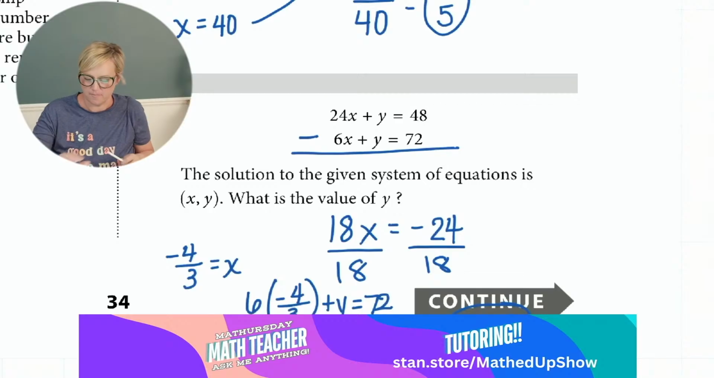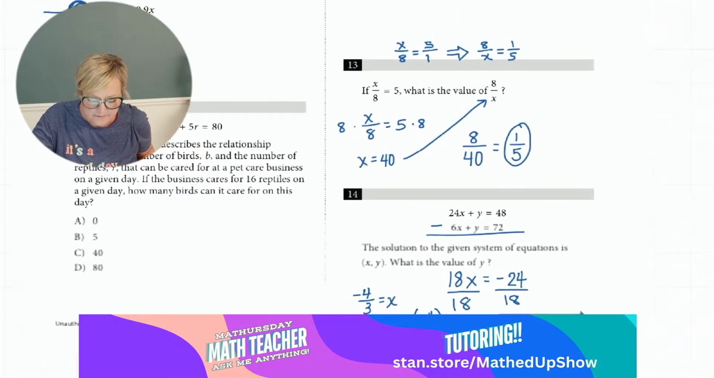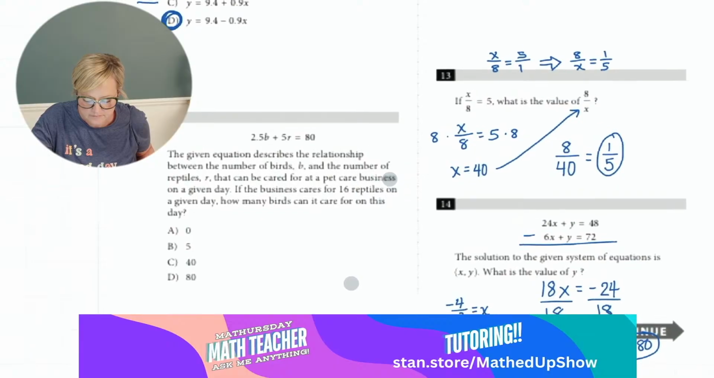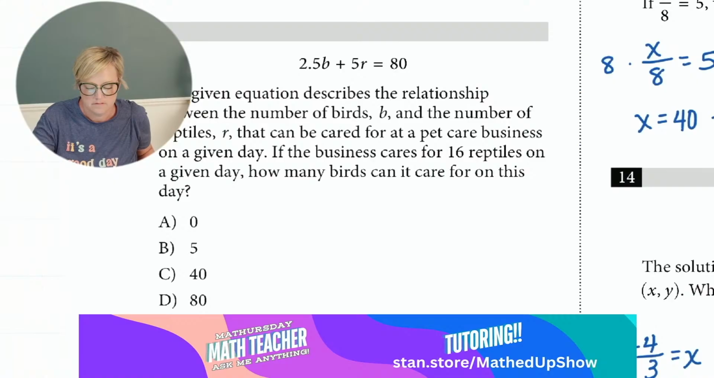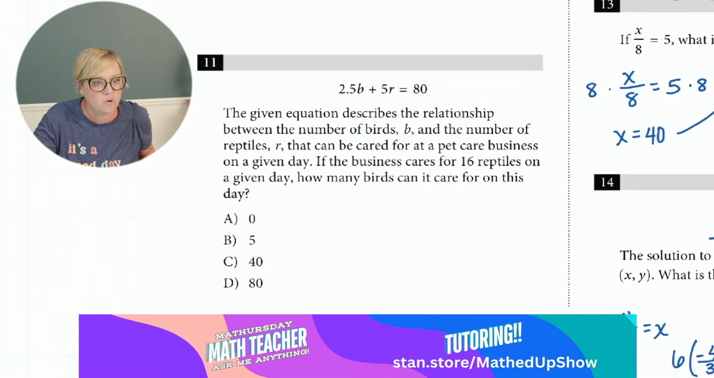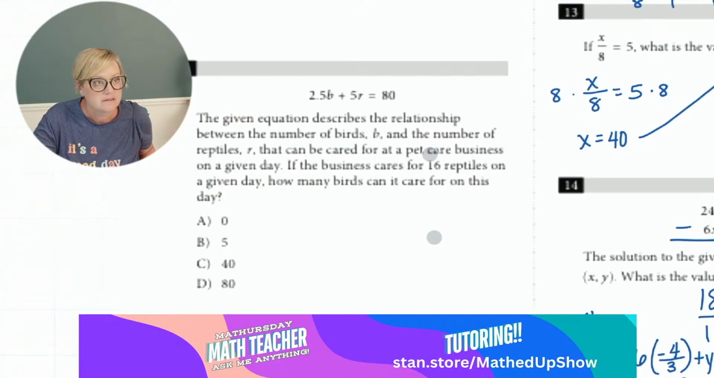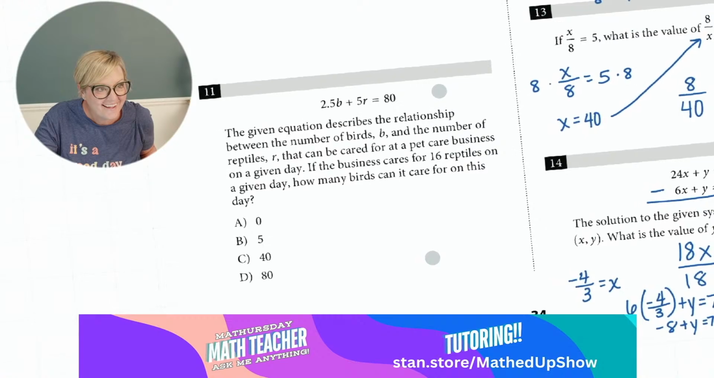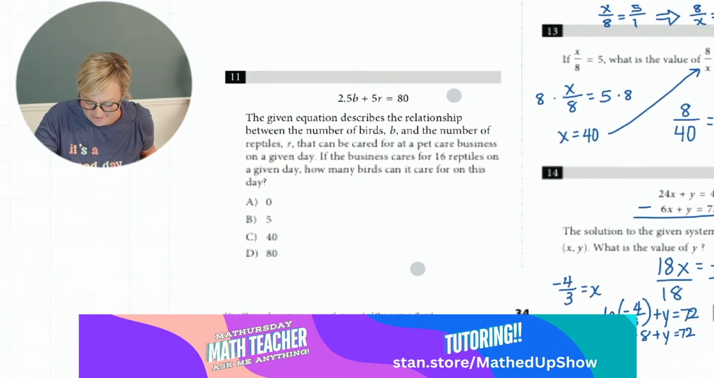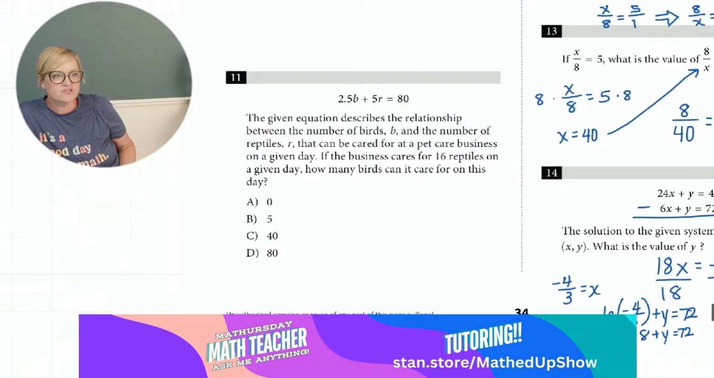All right, let's do a couple more. All right, so this equation describes the relationship. Okay. This equation describes the relationship between the number of birds, B, and the number of reptiles, R, that can be cared for at a pet care business on a given day. If the business cares for 16 reptiles on a given day, how many birds can it care for on this day?